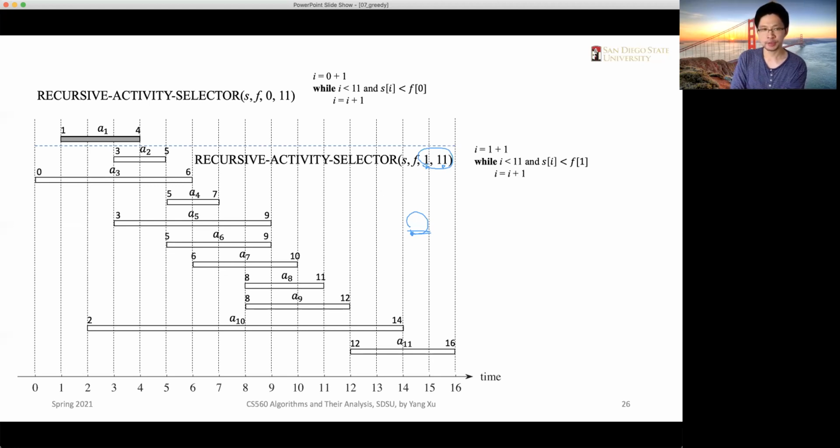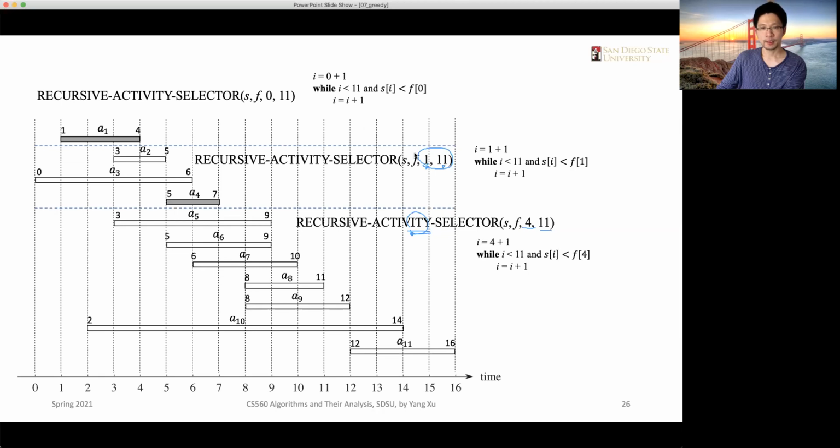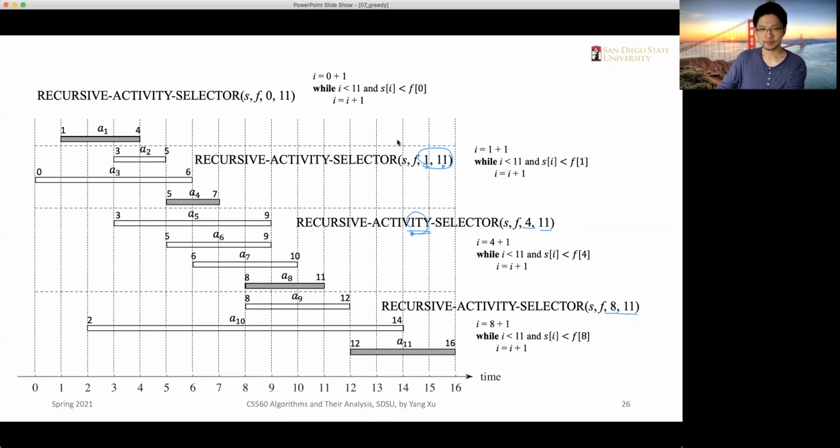And we will keep increasing until we find the first one that has compatible starting time, which is A4 here, okay? So the 4 will be the new starting condition for the recursive call, which is from 4 to 11, right? And then the same thing needs to be executed within this recursive call. A8 will be selected, and then the last recursive call would be from A8 to 11. All right, and the last activity being selected is A11.